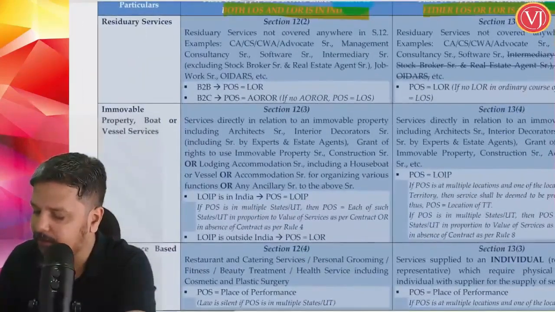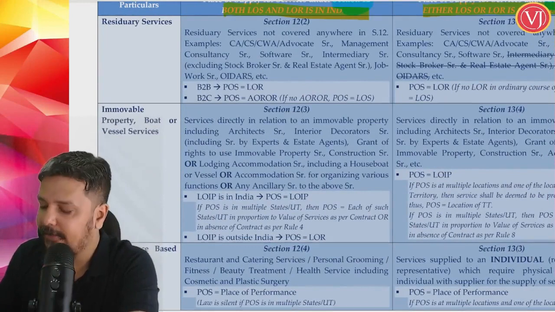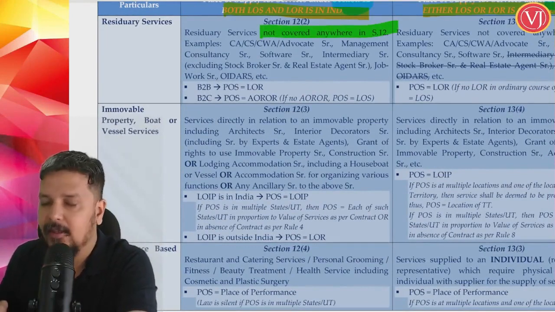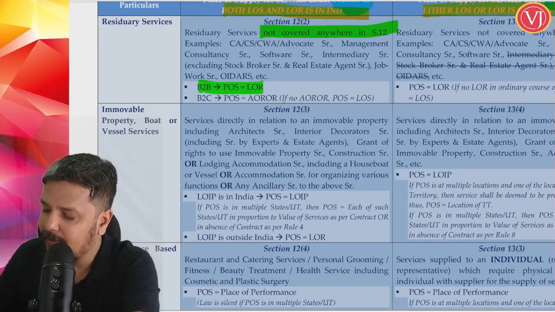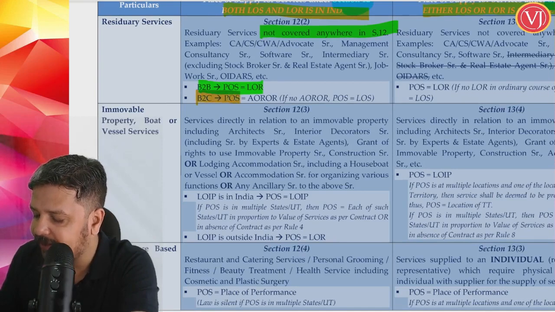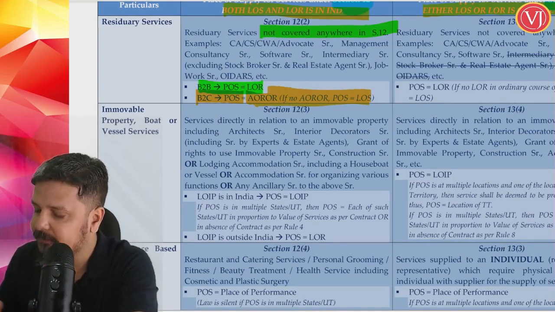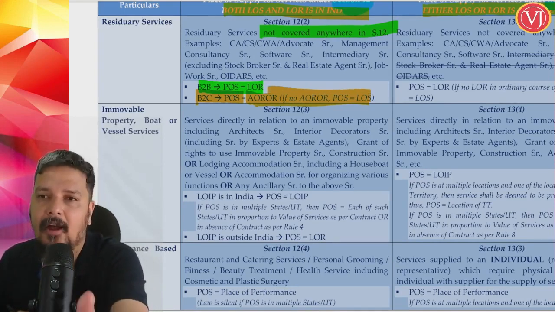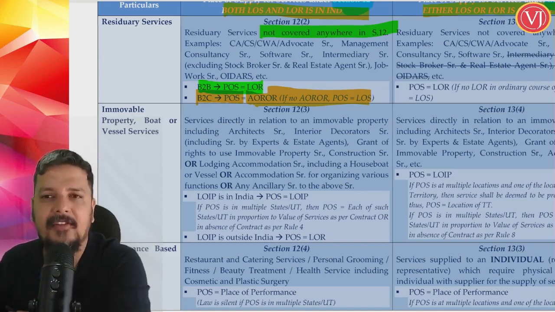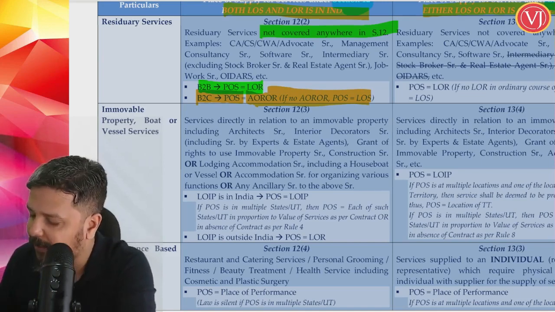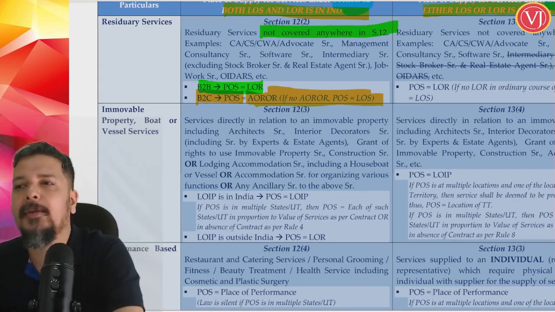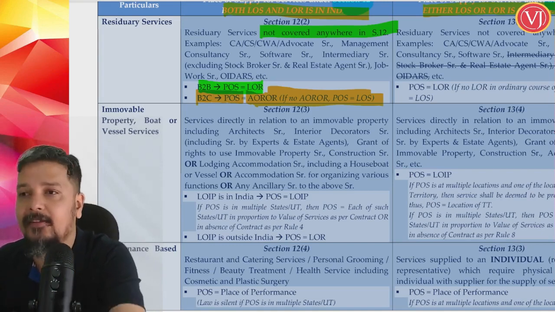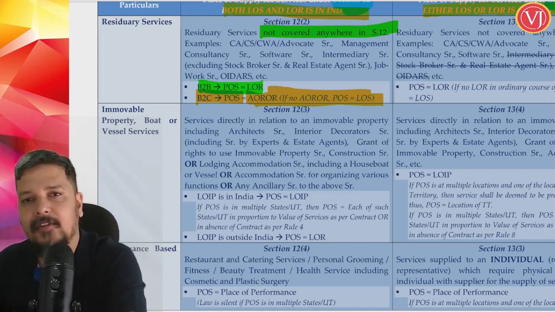What is the residuary provision? Residuary provision means if it is not covered anywhere in section 12, then your place of supply for B2B transaction is the location of recipient. Your place of supply for B2C transaction is the actual address on records of the recipient. If you don't have the address of the recipient, then place of supply will become location of supplier. See, B2B, surely you will know who is the recipient and where he is located. So go with location of recipient.